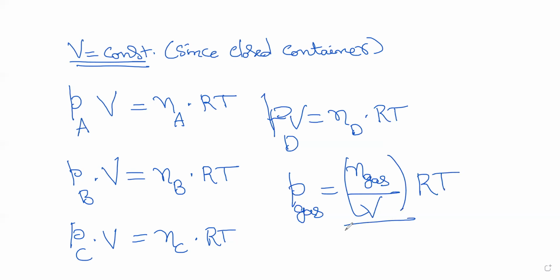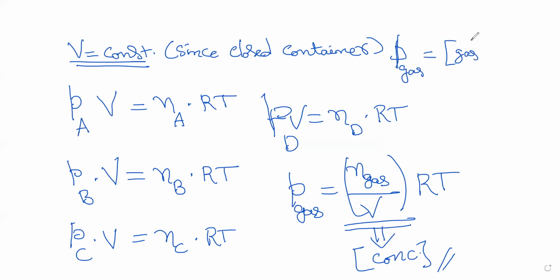But number of moles of the gas divided by volume is nothing but concentration. So the partial pressure of any gas is equal to concentration of the gas multiplied by RT. So is this part clear for everyone? Please note it. Then the next step.